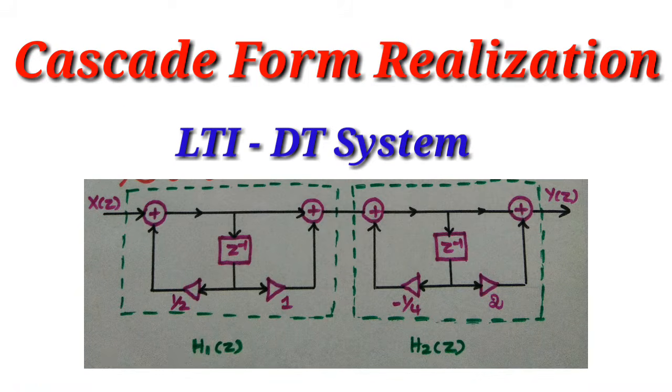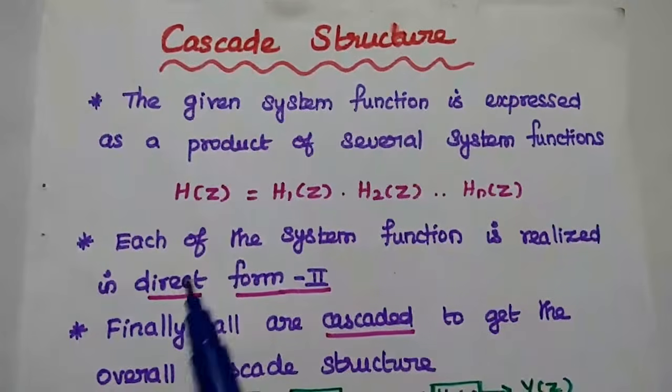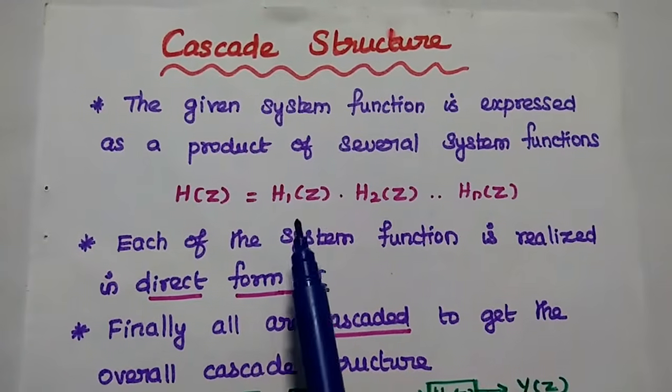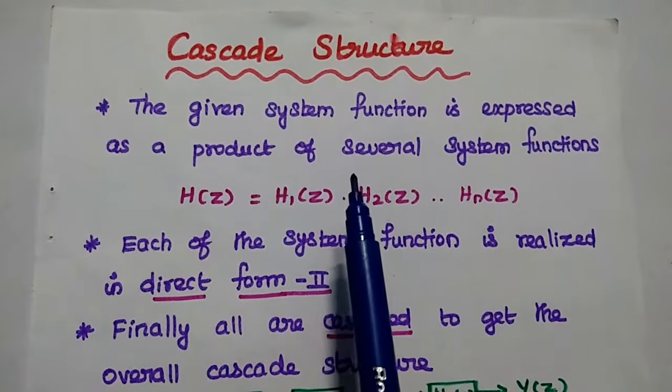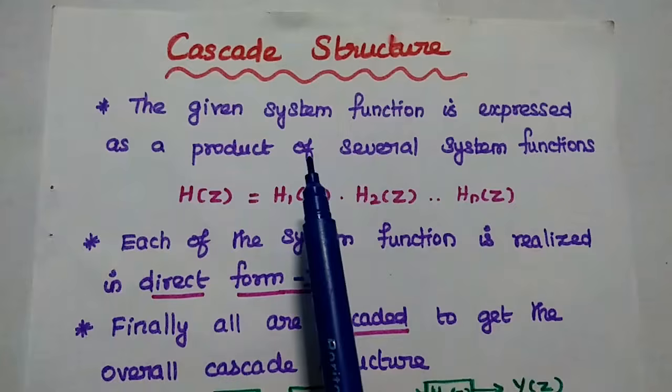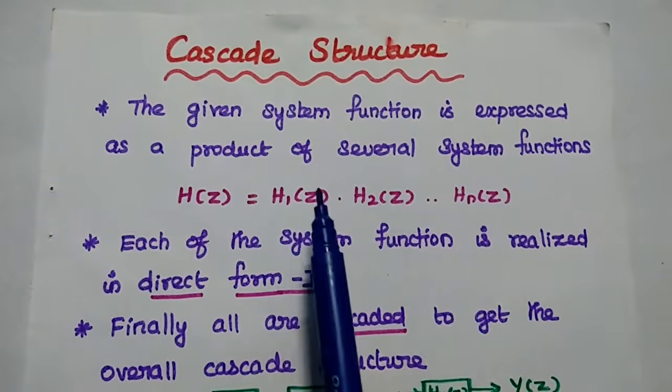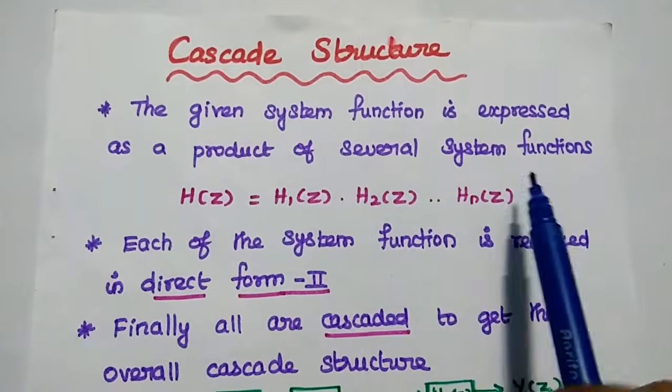Dear students, now we are going to discuss cascade form realization for discrete time systems. Let's start with the steps to be followed in cascade form realization. The first step is to express the given system function as a product of several system functions.